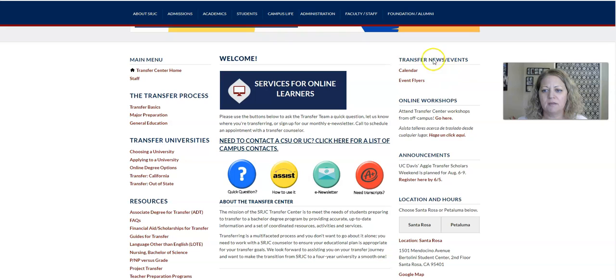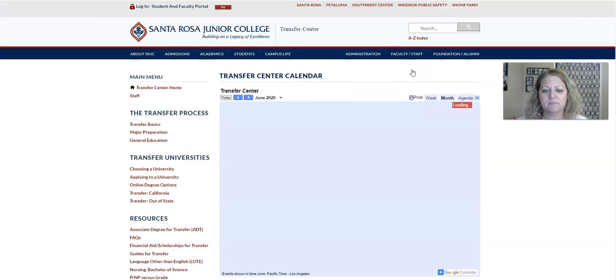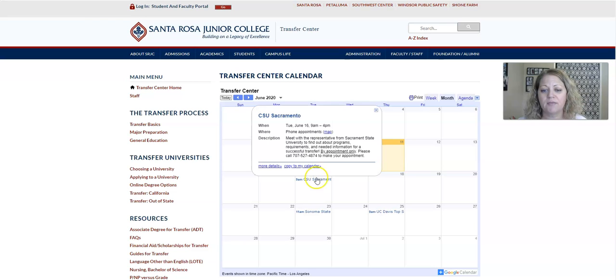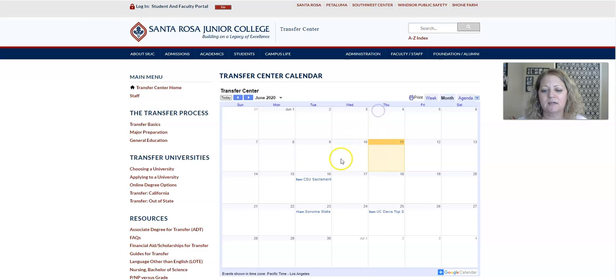Over on the right-hand side, we have our transfer news and events. So we have our calendar. This is something that you can use to see when representatives are coming. So like on the 16th, we have Sac State coming. If you click on that, it'll give you information. It's obviously a phone appointment, but you could get your specific questions answered by the Sac State rep. You can talk with Sonoma State this month as well as UC Davis.